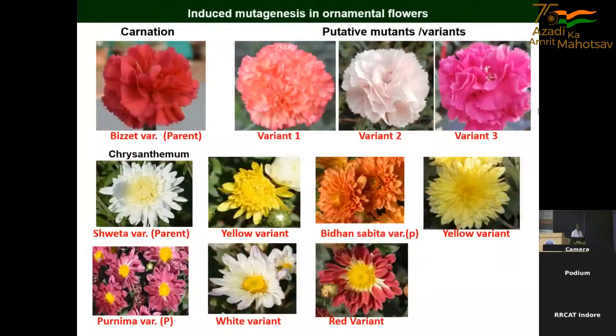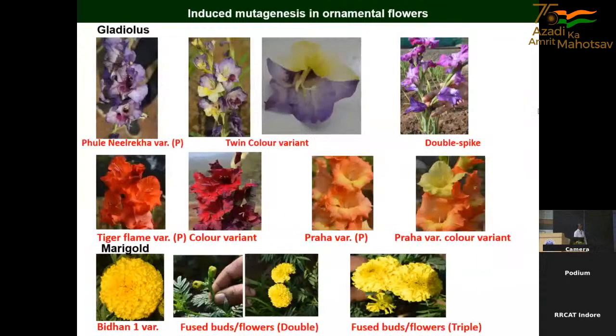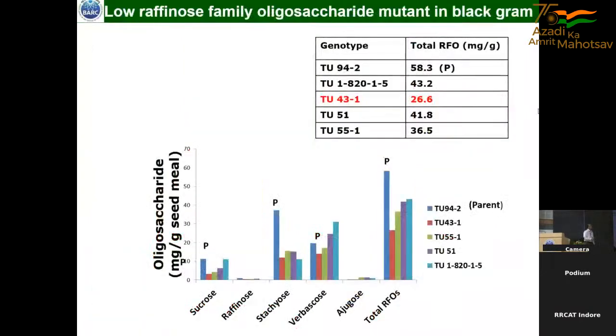Not only the agricultural crops, we do create variation in flower crops. See, there's a carnation. This is a parent type, and this is the variant. You can see the different kind of thing. And again, in chrysanthemum and other flowers, how the variations are created through radiation. Again, in some other flower crops like gladiolus, you can see the kind of mutations which we are getting, the doublet colors. And these are some of the variations we create through mutation.